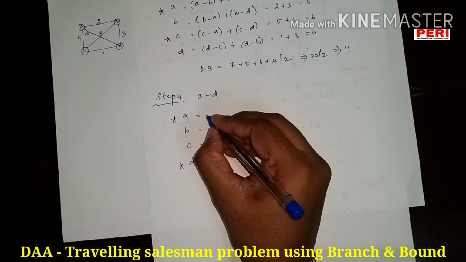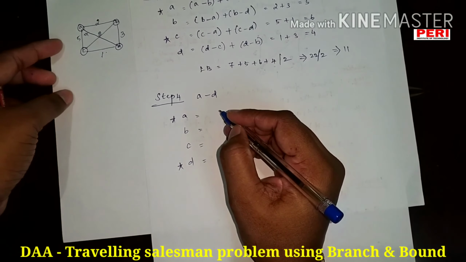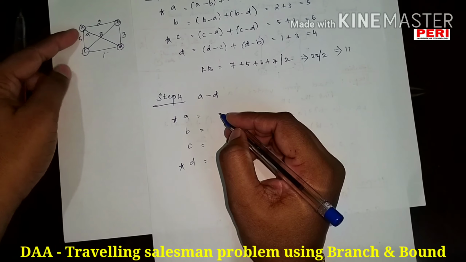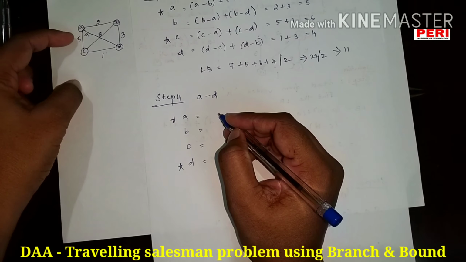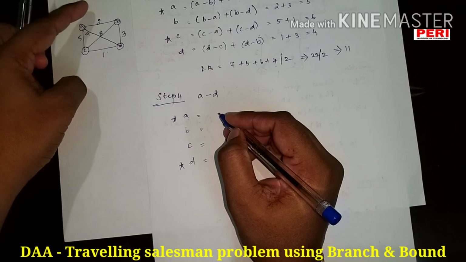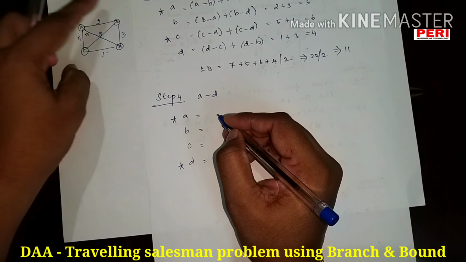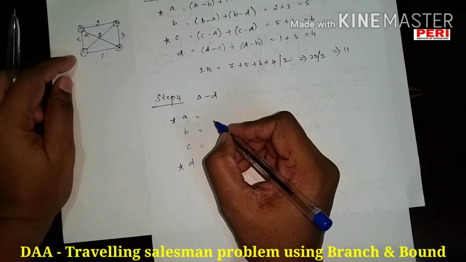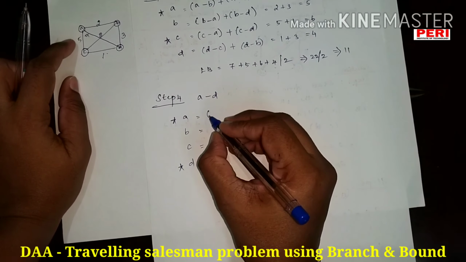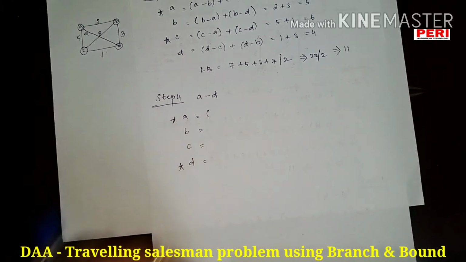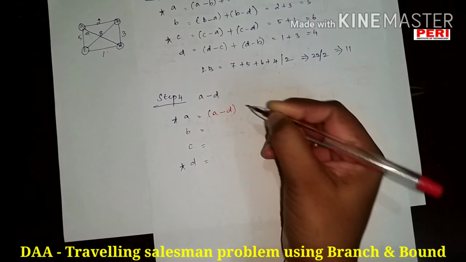So for A, the least adjacent edges are 2 and 5, right? Totally you have 2, 7 and 5. 2 and 5 are the 2 least costs, which are A to B and A to C. But here what you are going to do is you have to take A to D compulsorily. Why? Because you are choosing that path. Therefore I am going to take A to D.